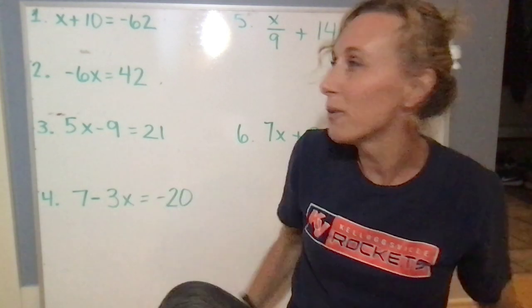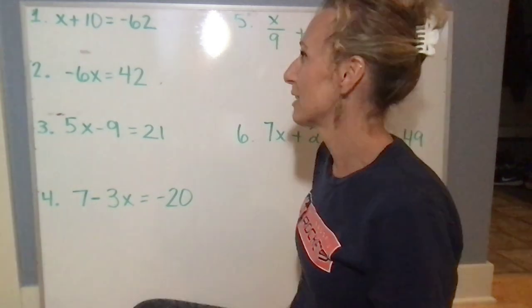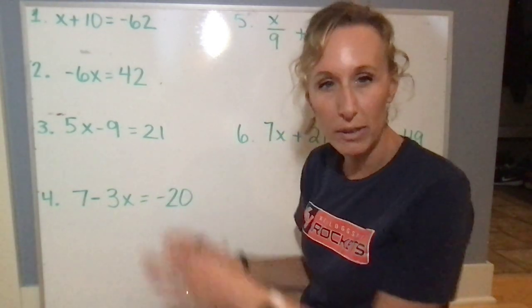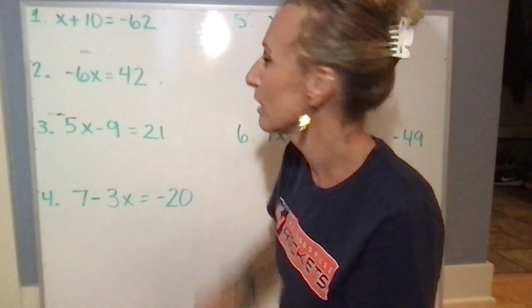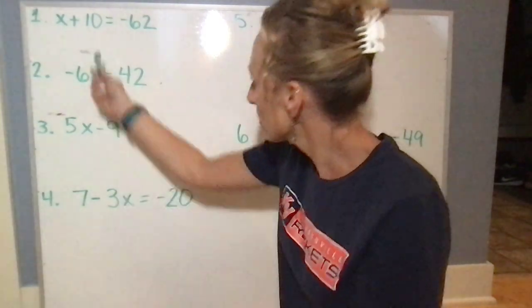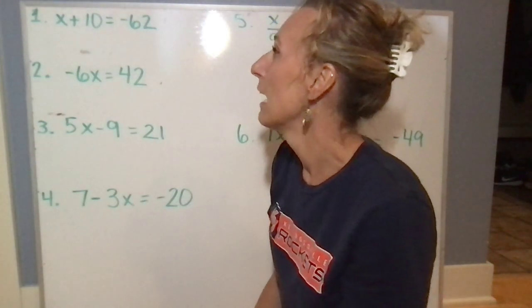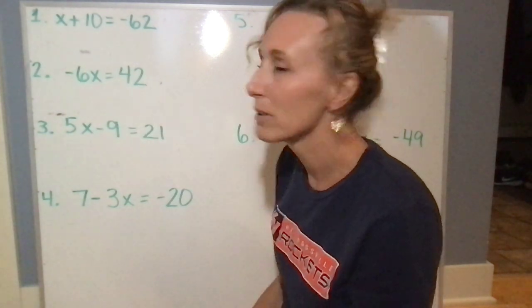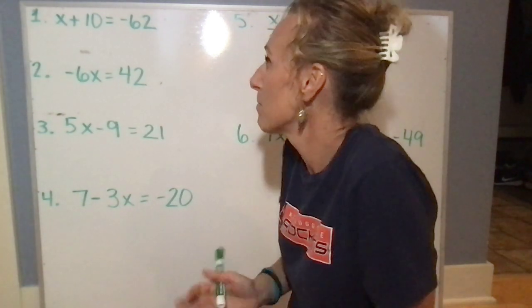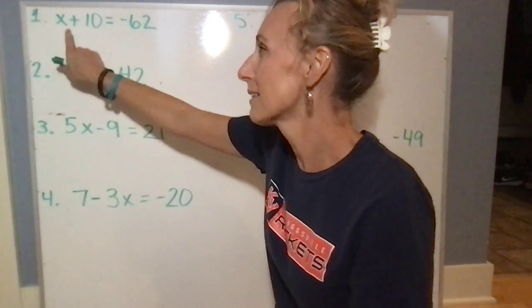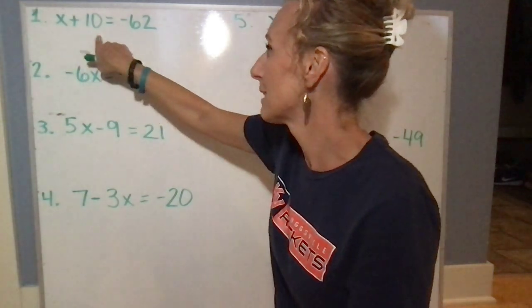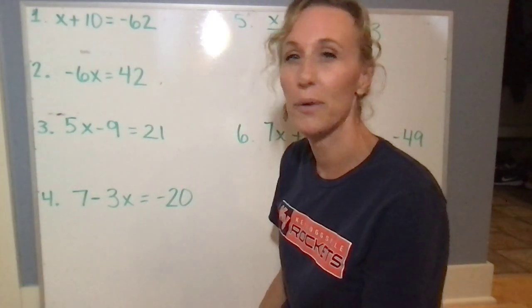Okay, so on the quiz, we're all solving equations here. I know this is a little blurry because of the video, but hopefully you can see it okay. So the first one on your quiz review is to solve x plus 10 equals negative 62. Some of you might be able to do that in your head. It's asking you what number plus 10 would give you negative 62.